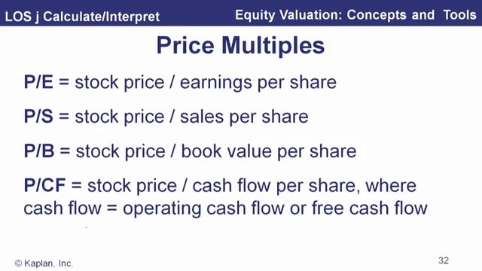So here's some price multiples. We spoke of these before, didn't define them. Stock price over earnings per share, stock price over sales per share, price to book value per share, from the balance sheet, statement of shareholders' equity actually, or price to cash flow per share, where cash flow is operating cash flow, or it could be what we defined as free cash flow per share.